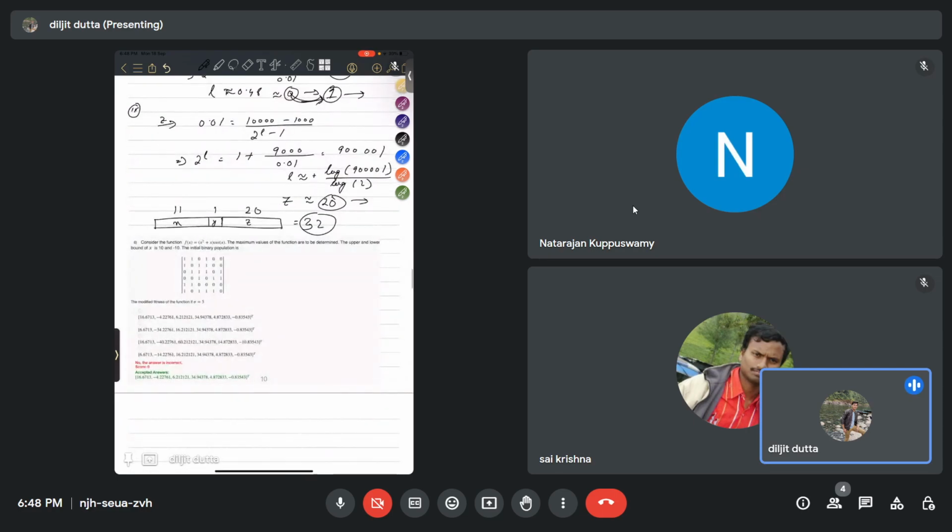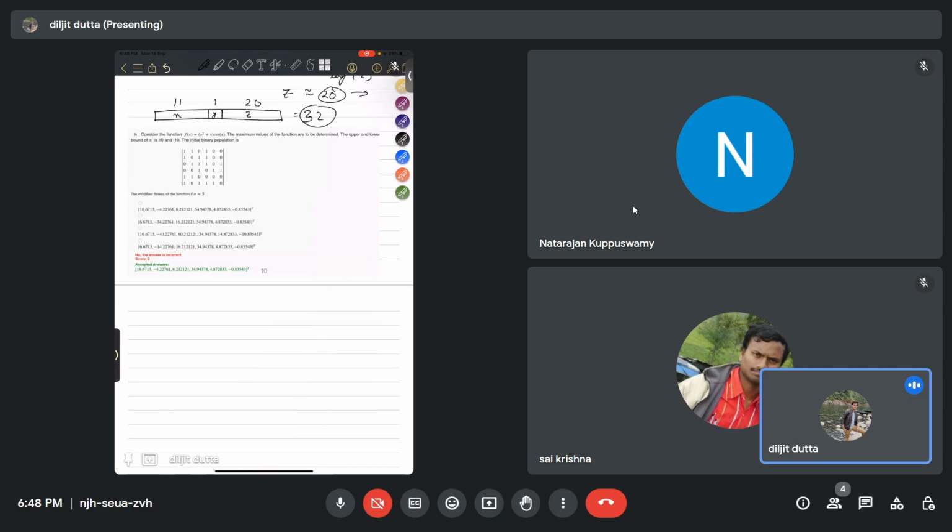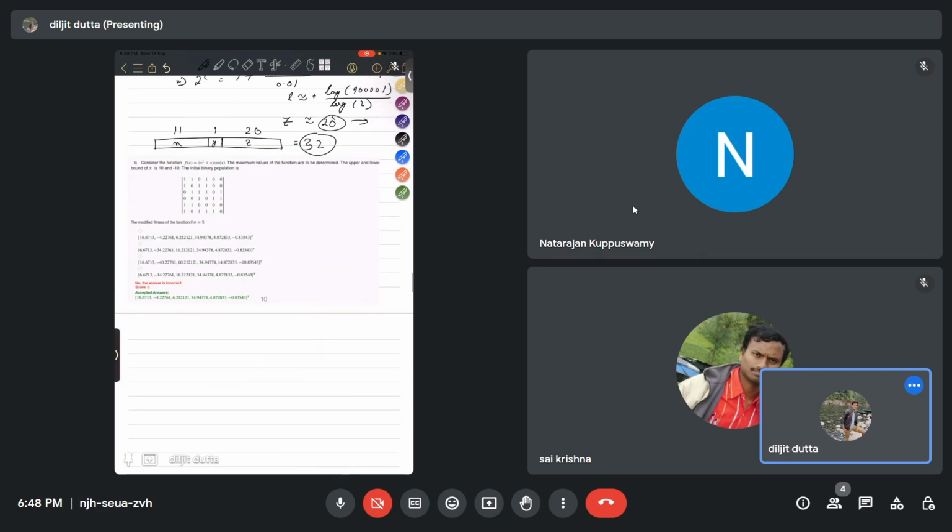Let's move to the next problem. This is a slightly lengthy problem. We'll solve this problem now. Consider the function f(x) equal to x square plus x into cos of x. The maximum value of the function is to be determined. The upper and lower bounds of x are 10 and minus 10. Initial binary population is given.